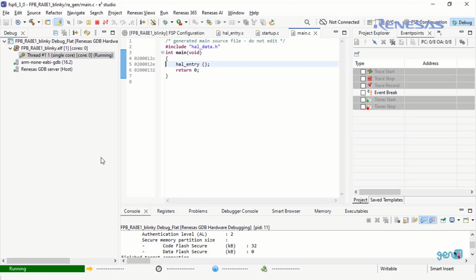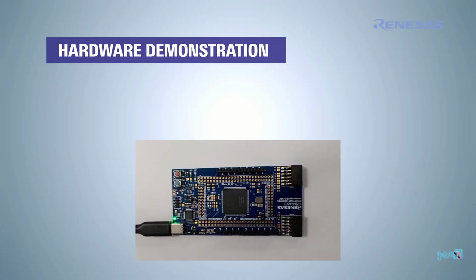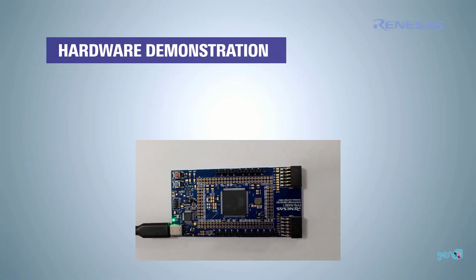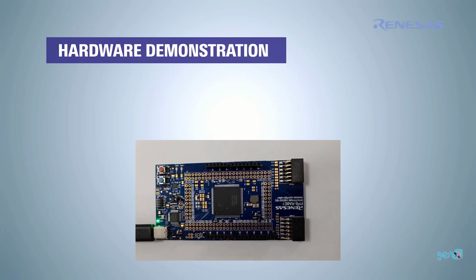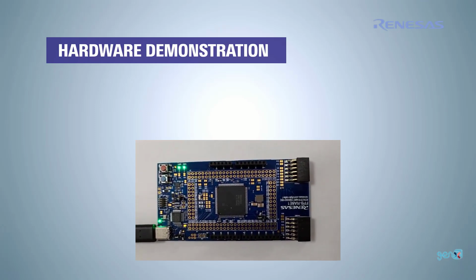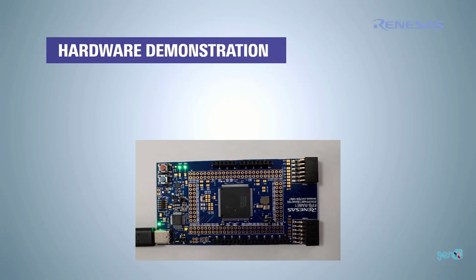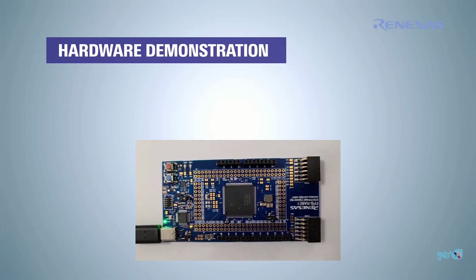If there are no errors in the program, the status indicator will show that the application is running on the hardware. However, if an error occurs, the indicator will display an error state, and program execution will halt. Now if you check the FPB board, both LEDs are blinking every second.